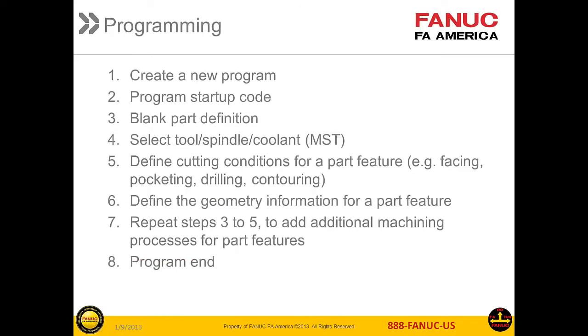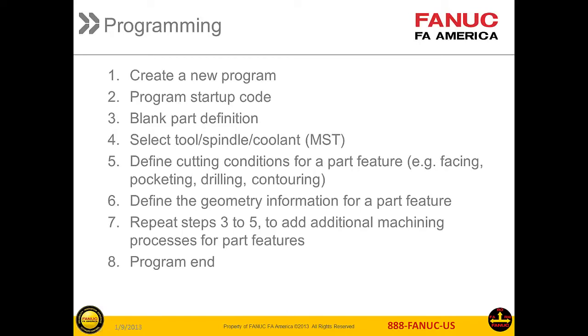Programming with Manual Guide i is basically the same as programming with G-code or a CAM system. We first create the part program, then we add the boilerplate to start the part program. This sets up the default G-codes and conditions. For Manual Guide i simulation, we then have to define the material blank size. Then we have to select a tool and start the spindle using the usual M S and T codes.